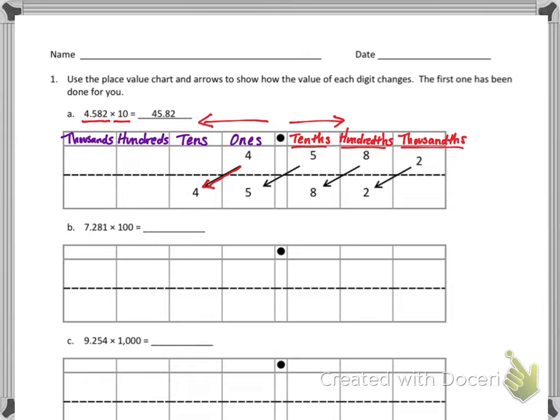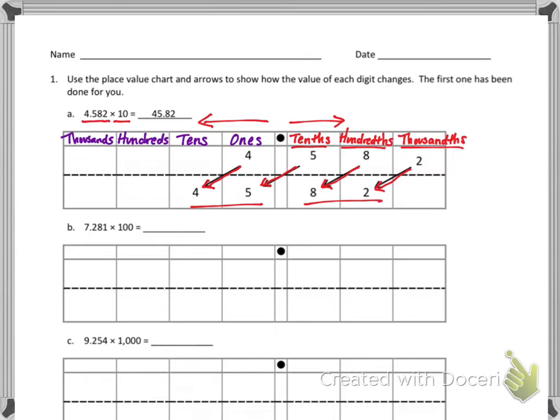So 4 ones becomes 4 tens, or 40. 5 tenths, when multiplied by 10, becomes 5 ones, or 5. 8 hundredths becomes 8 tenths, and 2 thousandths becomes 2 hundredths. So 4 and 582 thousandths times 10 equals 45 and 82 hundredths.